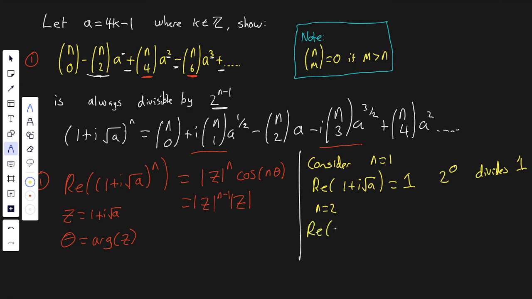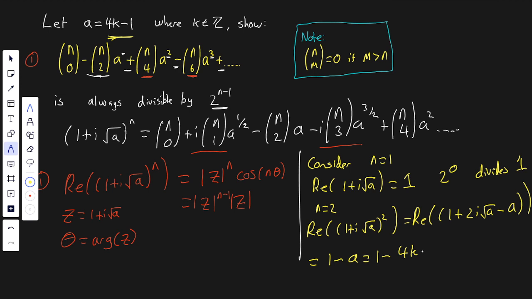So we're doing the real part of 1 plus i root a, squared. Well, this is going to be the same as the real part of 1 plus 2i root a, which is imaginary, so we'll discard that, minus root a times root a, which is minus a. And that's equal to 1 minus a. But remember, a was defined in terms of k up here. So we have 1 minus 4k plus 1, which is equal to 2 minus 4k. And clearly 2 to the 1 divides 2 minus 4k.